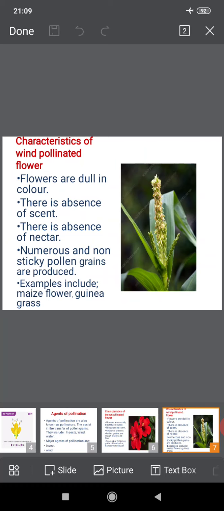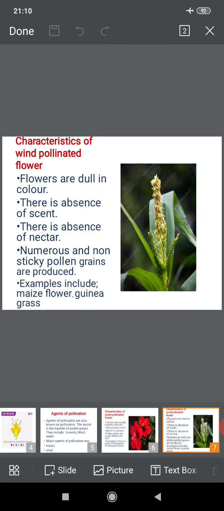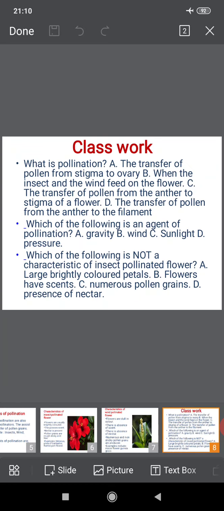Now the wind-pollinated flowers. The flowers that are characterized to be wind-pollinated include flowers that have dull color, like the maize flowers. And these flowers don't have scents. They are not really attractive. They don't have nice fragrance. And they don't have nectar. They also have so many pollen grains, as you can see here. Like these maize plants I have over here, they have so many pollen grains, and their pollen grains are not sticky. Examples are maize flower, guinea grass, wheat flower, and all that.